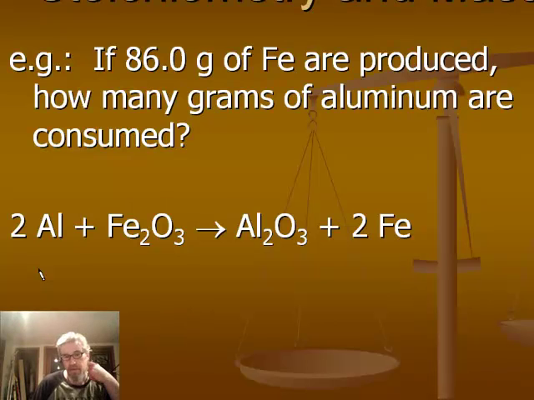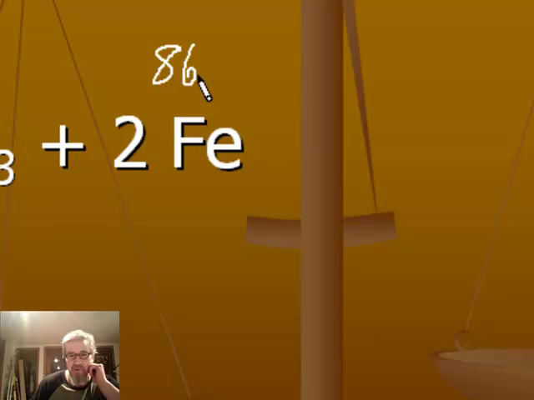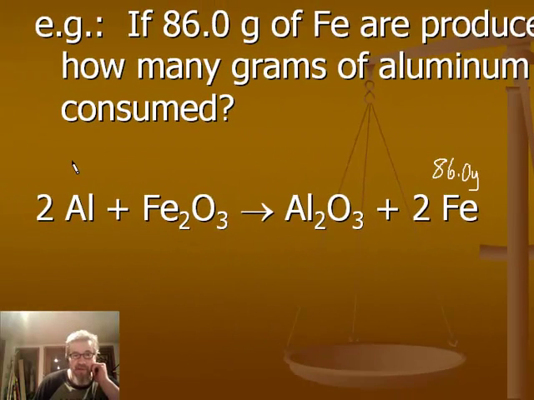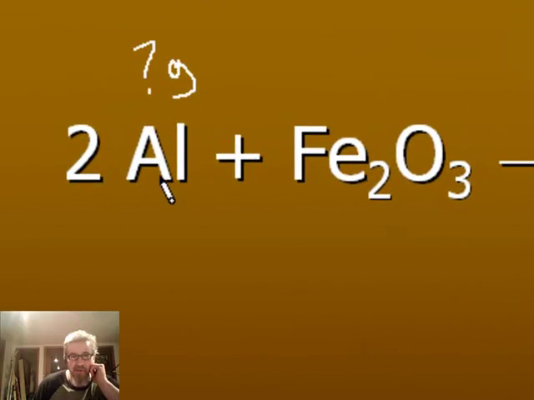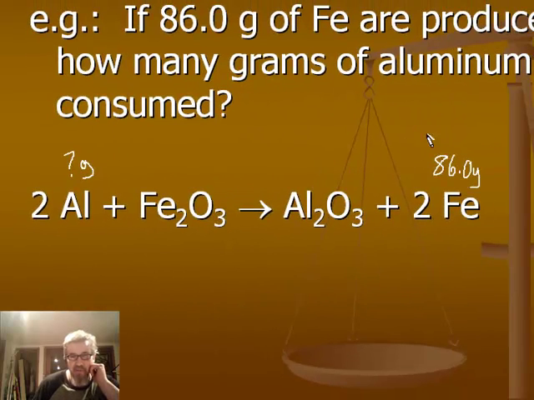Here's another example. This is the same reaction, but the question is slightly different. Again, we're starting out with this knowledge. I want to produce 86.0 grams of iron. But what I want to know this time is how many grams of aluminum are going to be consumed. So my starting point is here, my ending point is over here.